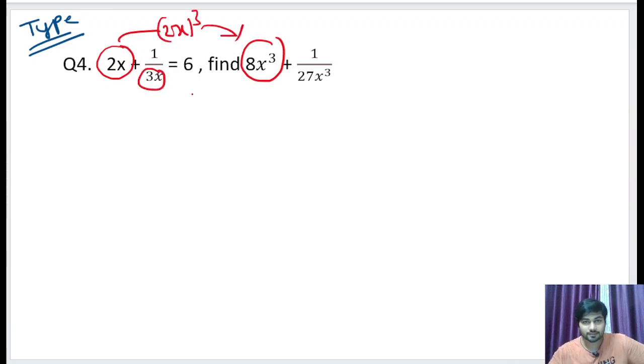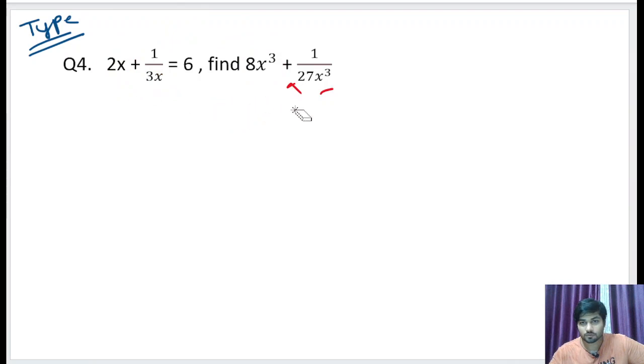Here the value is 3x and here the value is 27x cube. It means if I cube 3x, I will directly get this. So I can apply the formula. Okay, let's go.